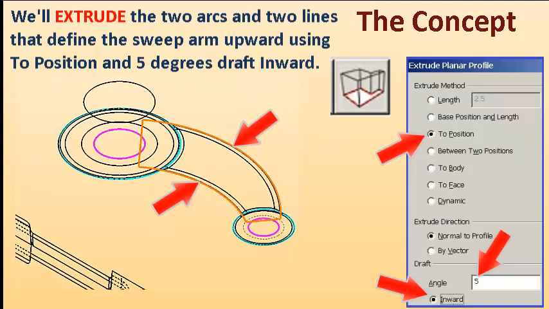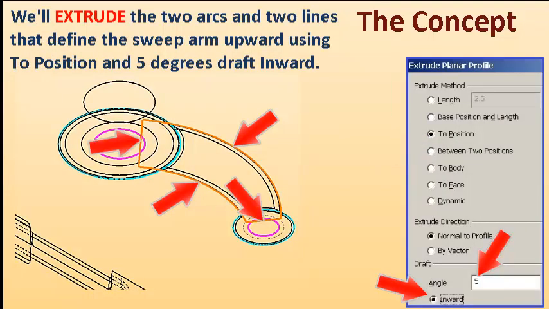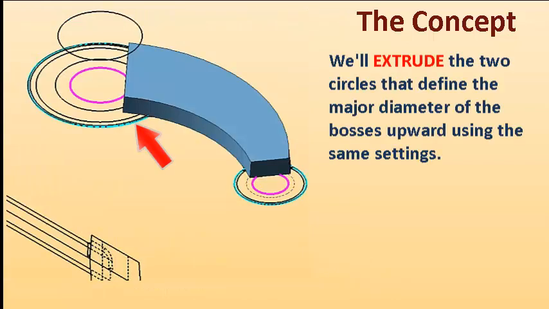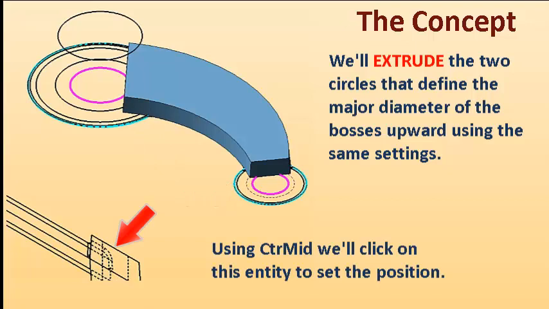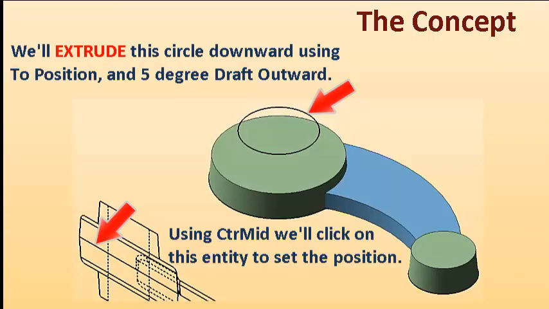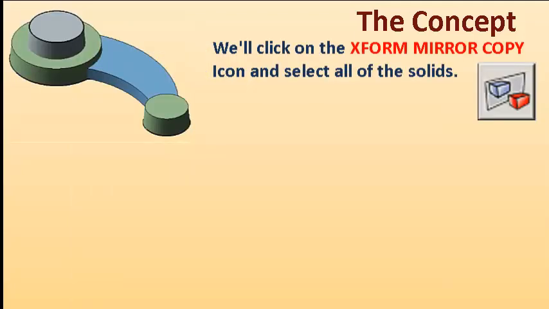We'll extrude the two arcs and two lines that define the swept arm upward using to position and 5 degrees draft inward. Using center mid, we'll click on this entity to set the position. We'll extrude the two circles that define the major diameter of the bosses upward using the same settings. Using center mid, we'll click on this entity to set the position. We'll extrude this circle downward using to position and 5 degree draft outward. Using center mid, we'll click on this position.